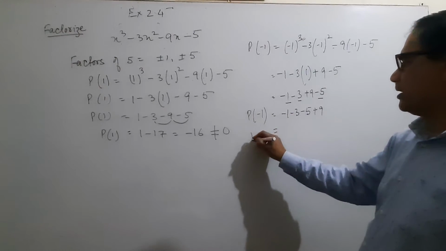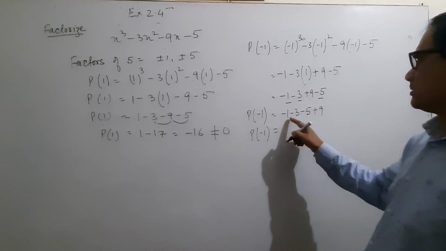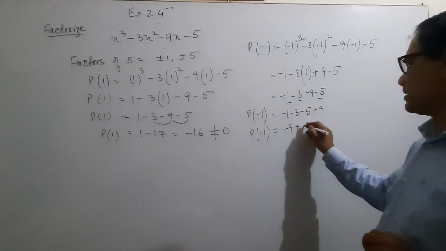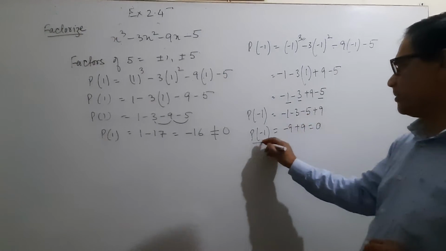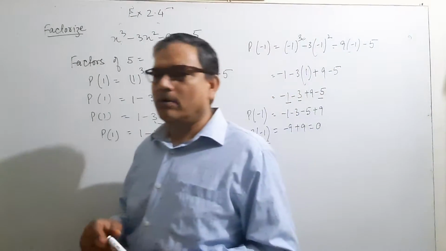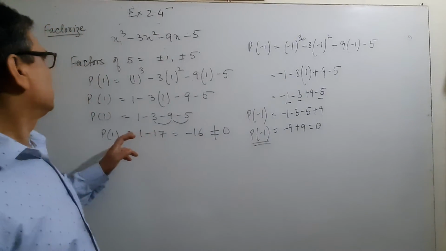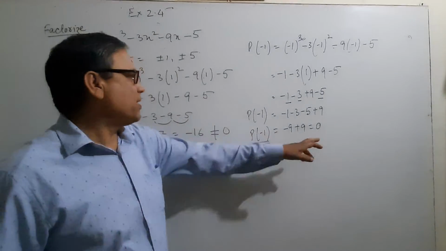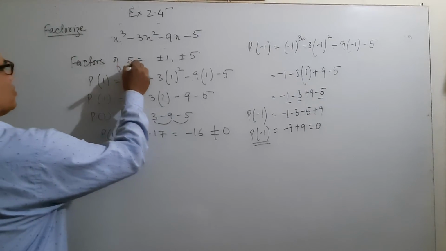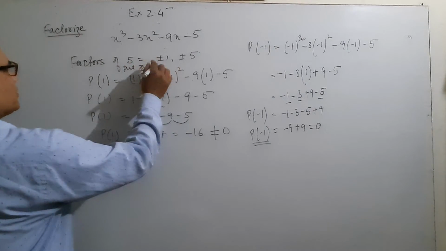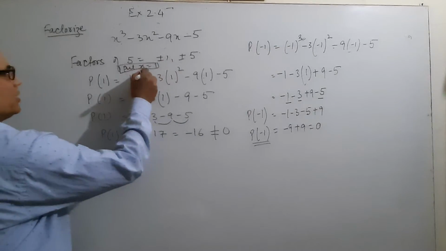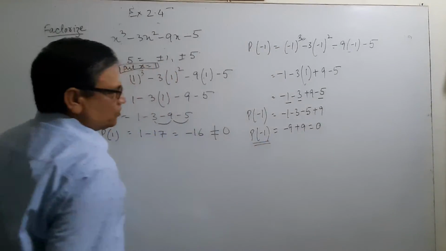It means P(minus 1): minus 1, minus 3, minus 4, minus 5, plus 9, equals 0. It means when we put the value of x equal to minus 1, then the remainder is 0. So we put x equal to 1 first: the remainder is not equal to 0 there, but here the remainder is 0.